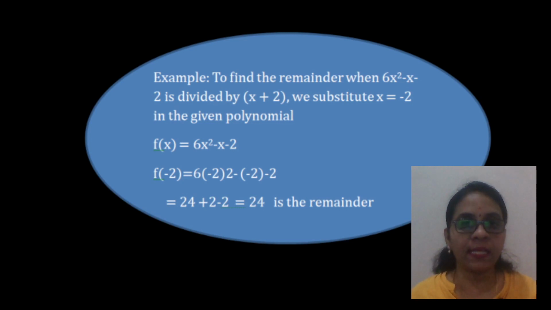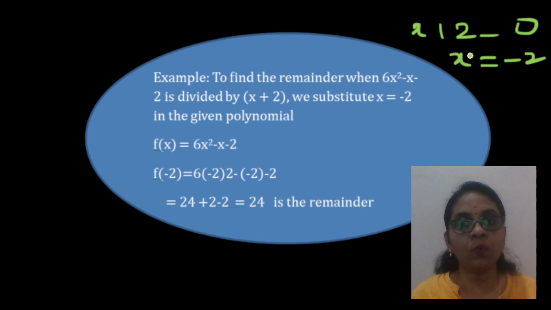So, let us see this example to understand better. To find the remainder when 6x square minus x minus 2 is divided by x plus 2. Now, why is it written that we substitute x is minus 2? Because as I mentioned earlier, children, you have to equate this x plus 2 to 0 and x will be equal to minus 2. Is this clear?